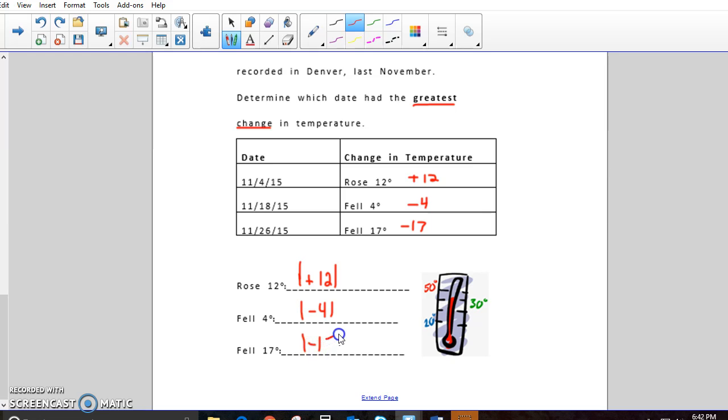Which one has the greatest absolute value? Well, the absolute value of 12 is 12. The absolute value of 4 is 4. And the absolute value of -17 is 17, because that is the distance of each of them from 0. Which one is the greatest distance from 0? Well, this one is. So this was the greatest change in temperature.